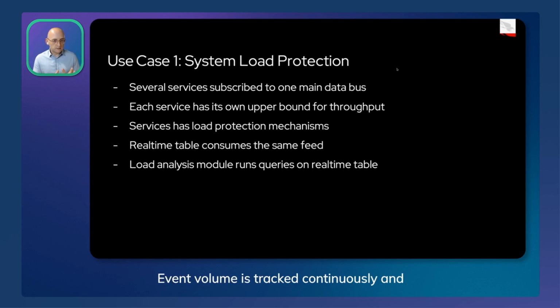Event volume is tracked continuously and fed into a Pinot real-time table. When an increased amount of data volume is detected, an event gets published to the database. Currently, there is a rule-based system that triggers this event. This event is treated as a signal for increasing load by downstream services. So each downstream service takes actions depending on its mitigation plan to keep its SLAs.